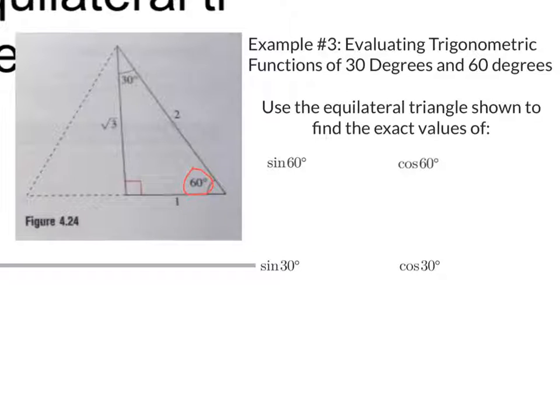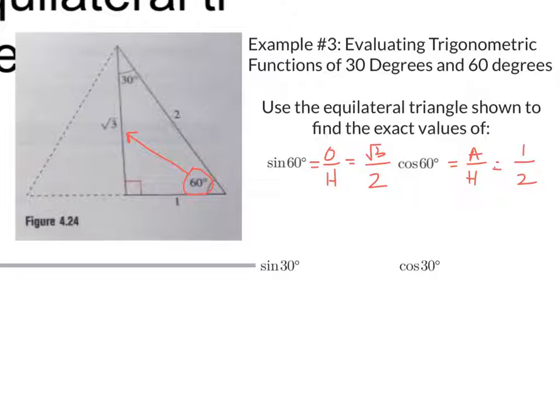Okay, so sine, as a reminder, is opposite over hypotenuse. So the opposite side of a 60-degree angle is the square root of 3. And the hypotenuse would be 2, right? It's the longest side. It's the side opposite the right angle. Cosine then of 60 would be adjacent over hypotenuse. And adjacent is 1 over the hypotenuse, which is 2.